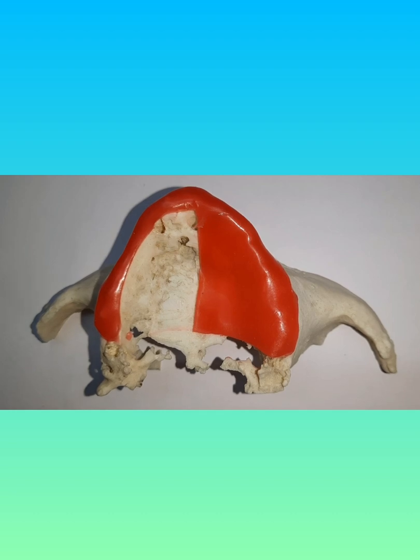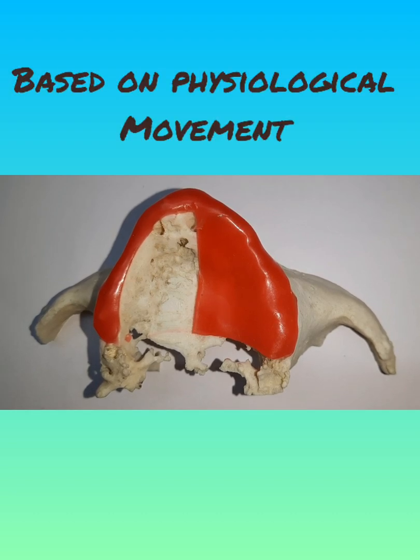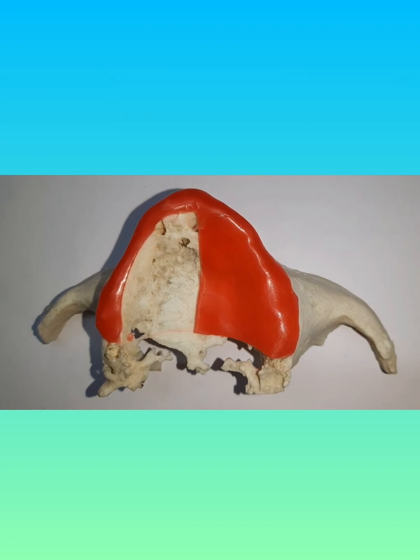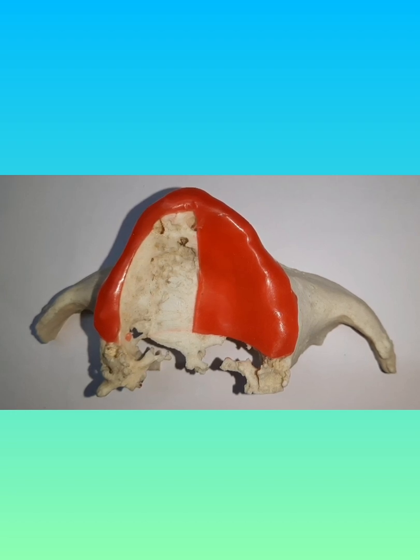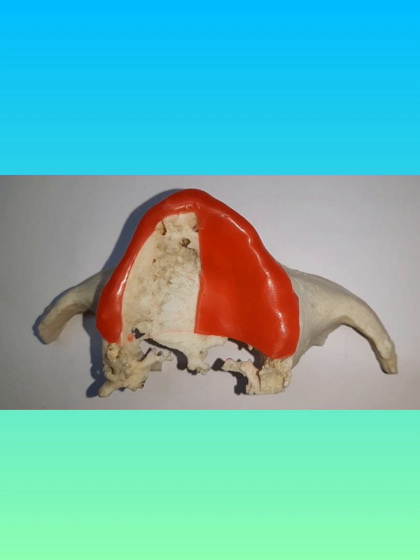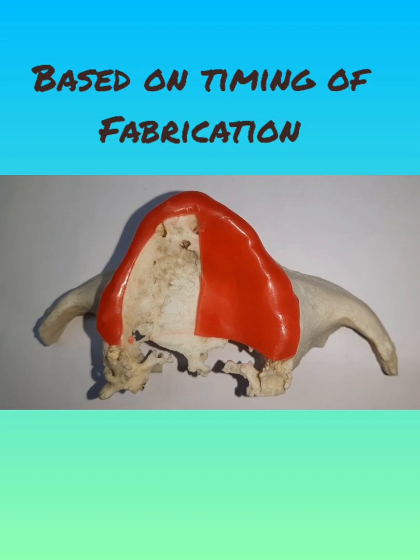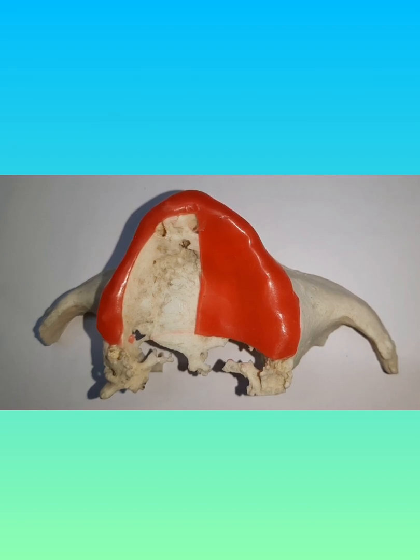Next classification is on the basis of physiological movement of the oronasal and pharyngeal tissues which are adjacent to or functioning against the obturator. So you can have a static type of obturator, or you can even have a functional obturator. Next type of classification, which is one of the most commonly used classifications of obturator, is on the basis of timing of the fabrication. You can have three types. You have the surgical obturators, interim obturators, and definitive obturators.